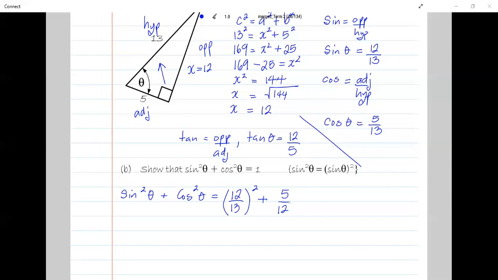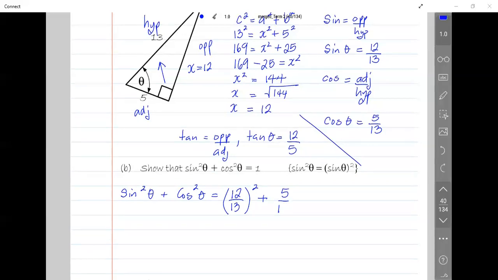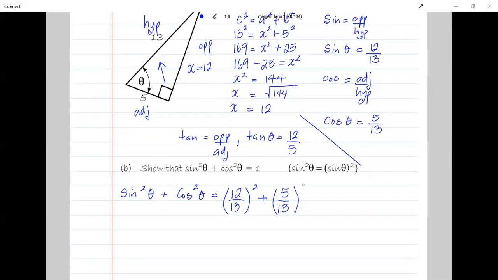Let me change that. Over 13. So cos squared theta is 5 over 13 squared. All right, so what I'm going to end up with is squaring the top and the bottom. 12 squared is 144 over 13 squared, which is 169. 5 squared is 25 over 13 squared, which is 169.